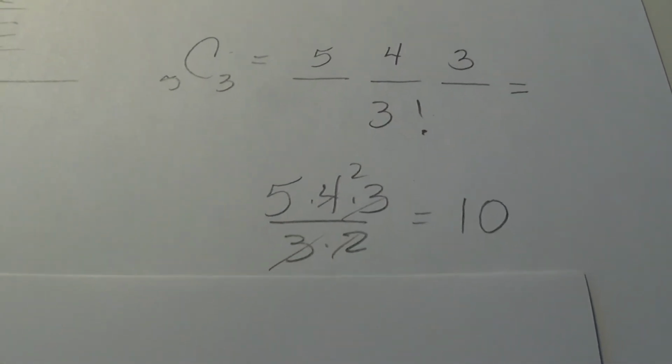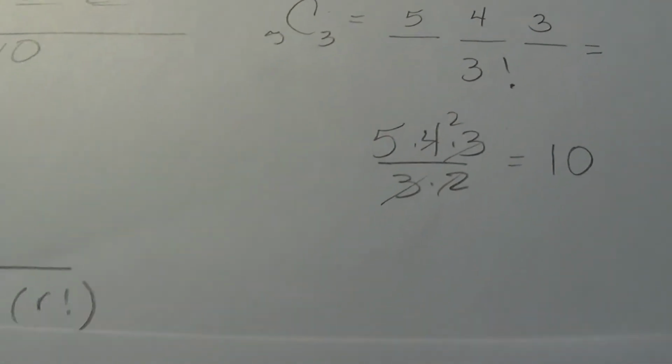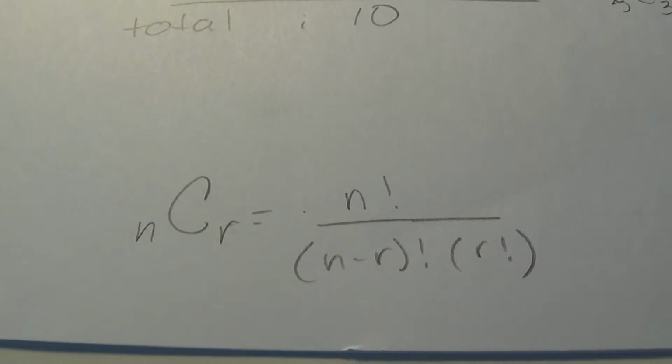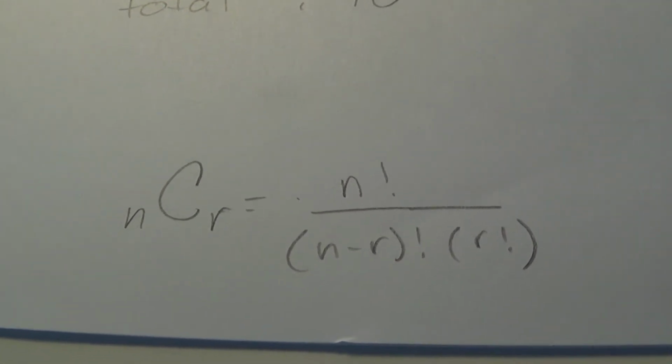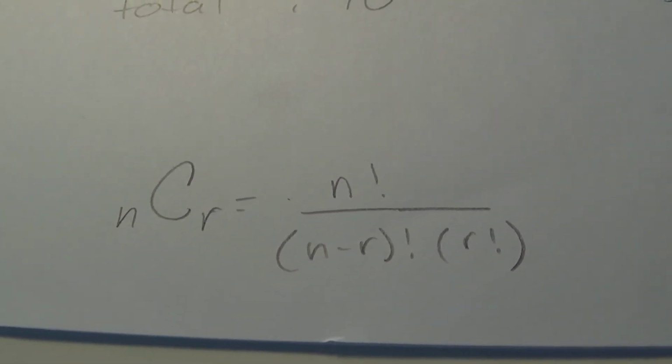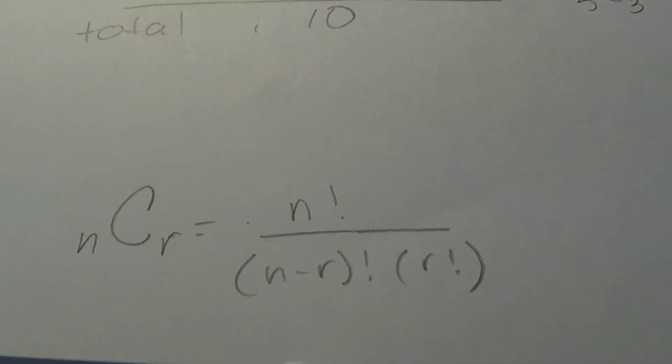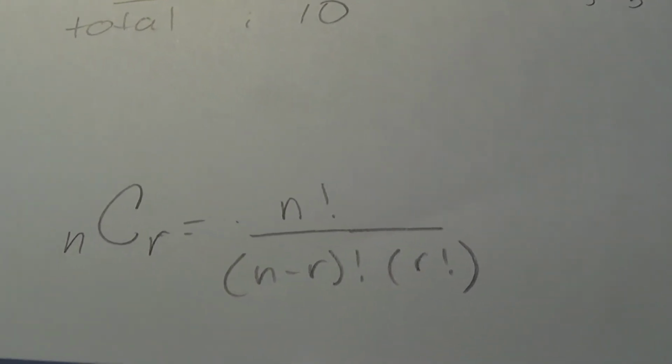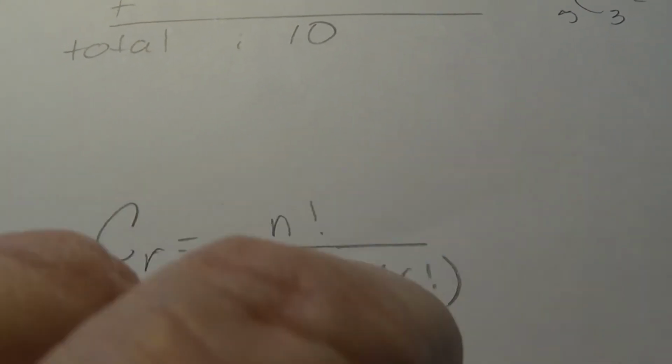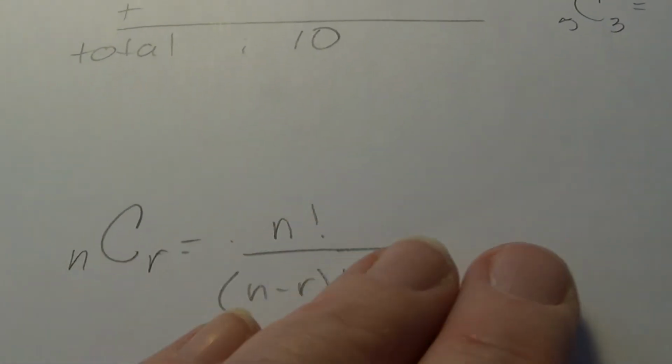There is a formula, that's more of a procedure. There is a formula, and it looks like this: n factorial over n minus r factorial, and then an additional r factorial. Would you have guessed that one ahead of time, Joel?